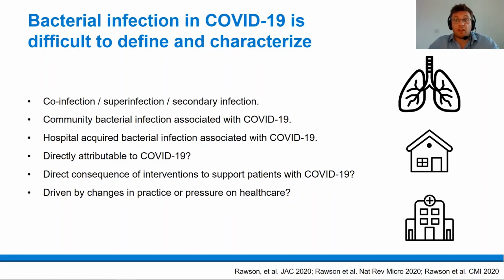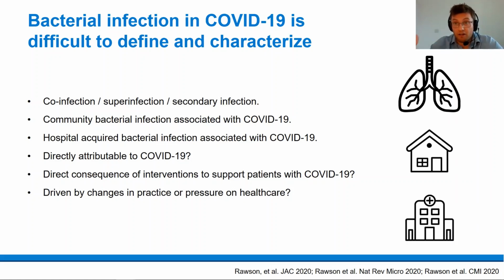And one of the other challenges, I think, in terms of trying to pick apart some of the data that we've been provided with during the early phase of the pandemic in particular, was the way that we define and characterize bacterial infection in COVID. We'll see lots of different terms and definitions used, often interchangeably, whether it's co-infection, superinfection, secondary infection. And it was always really important to think about whether these are community bacterial infections or hospital-acquired bacterial infections associated with COVID-19. I think more importantly as well, there was a big question around whether these infections which we're seeing are directly attributable to COVID-19.